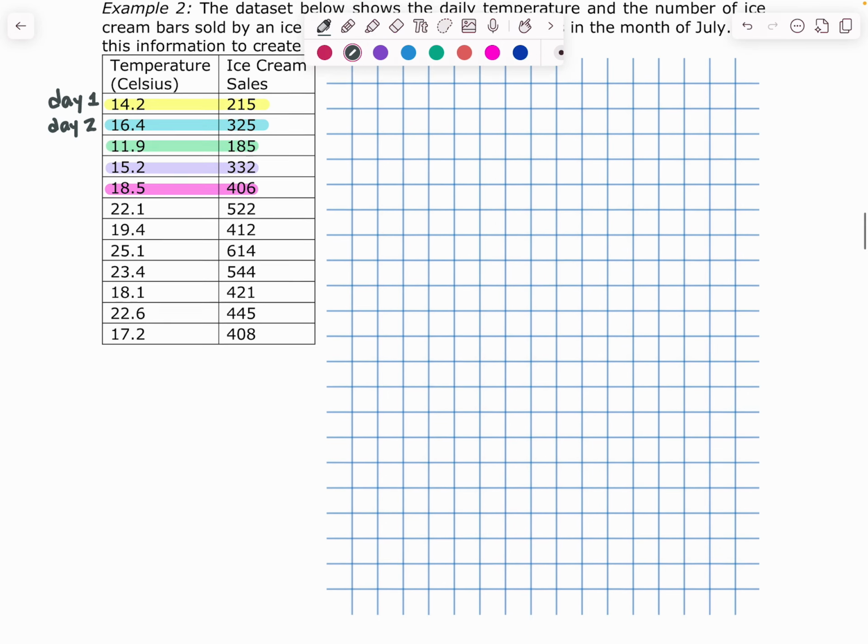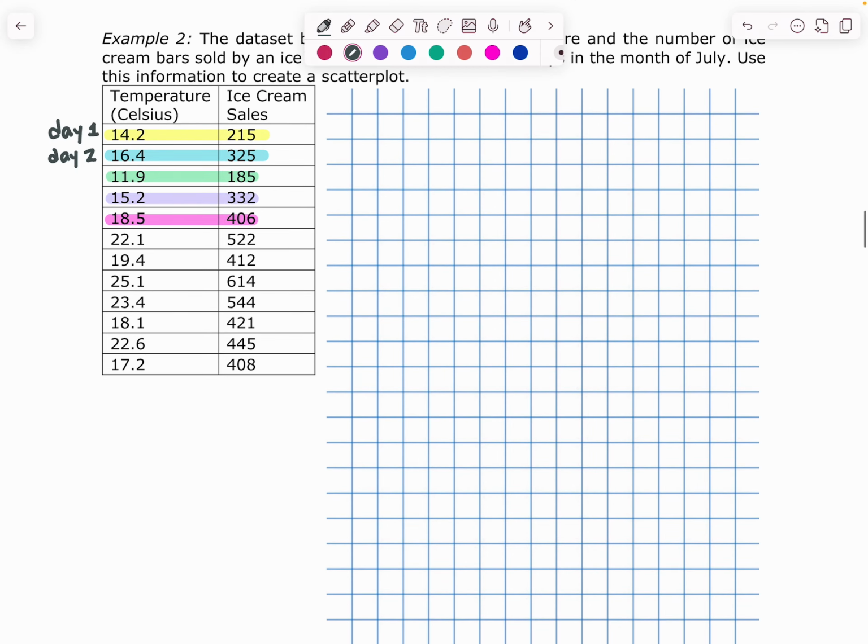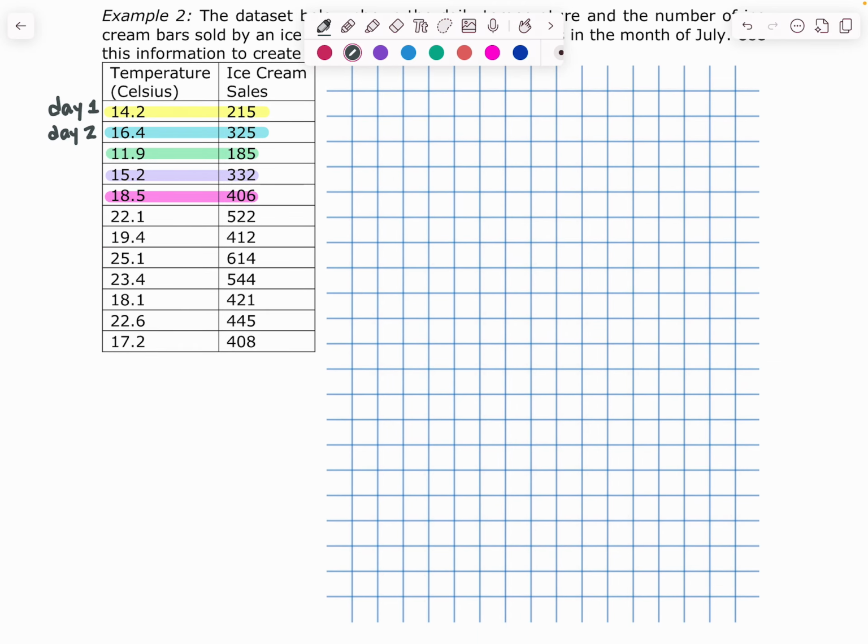Now I put in a picture of graph paper. I just found a picture on the internet and took a screenshot to throw in here. That way I'm not having to eyeball quite so much, and I can be a little more precise. I'm going to start by creating a vertical line and a horizontal line, just like we did with our histograms.